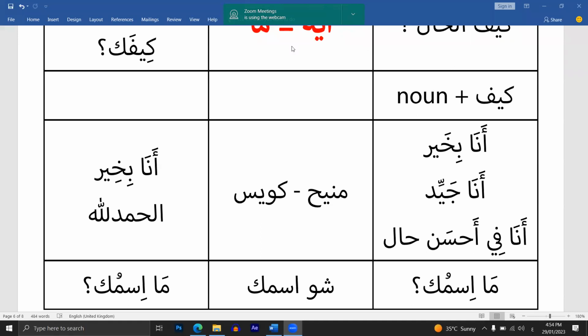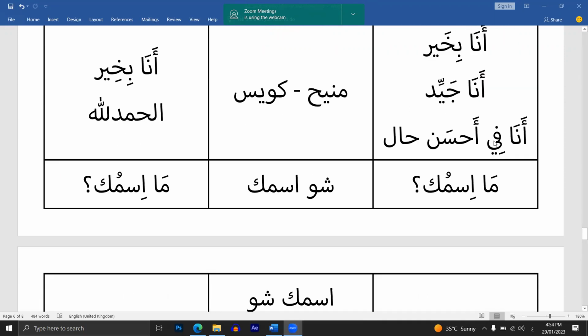Okay, I'm here. The two most general expressions we use as Arabs to say I'm fine are these two: أنا بخير, Alhamdulillah. أنا بخير. Or we can use them together, Alhamdulillah, أنا بخير. Okay. Let's move now.